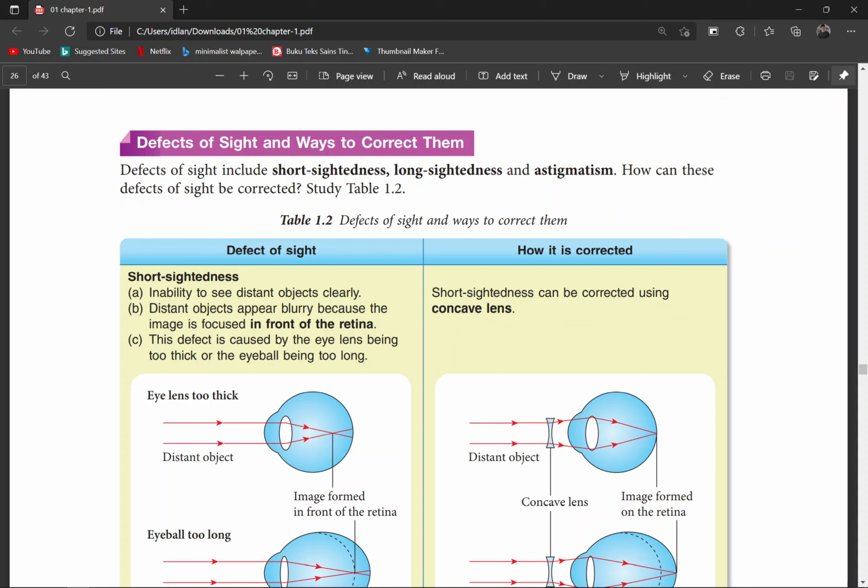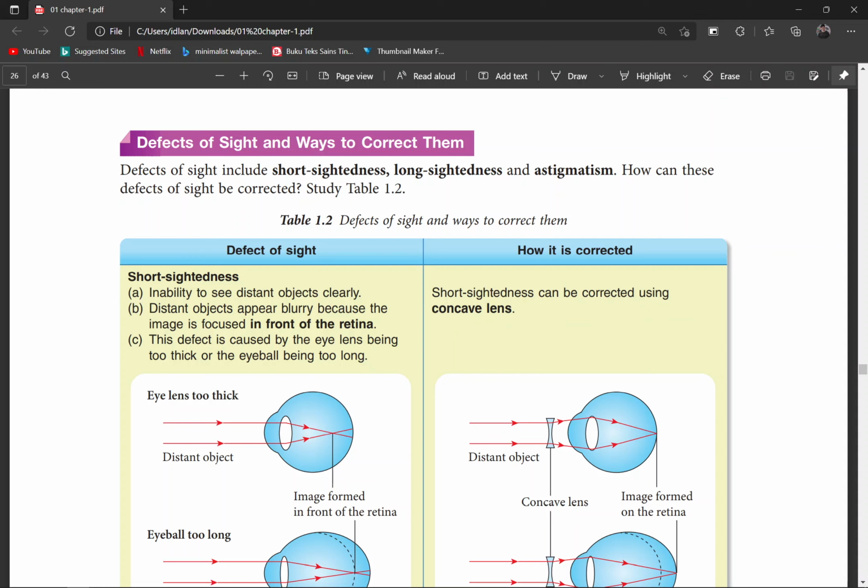The defects of sight include short-sightedness, long-sightedness, and astigmatism. How can these defects of sight be corrected? Study Table 1.2. Defect of sight: short-sightedness, inability to see distant objects clearly. Distant objects appear blurry because the image is focused in front of the retina. This defect is caused by the eye lens being too thick or the eyeball being too long. This means that you cannot see any given distant objects clearly.